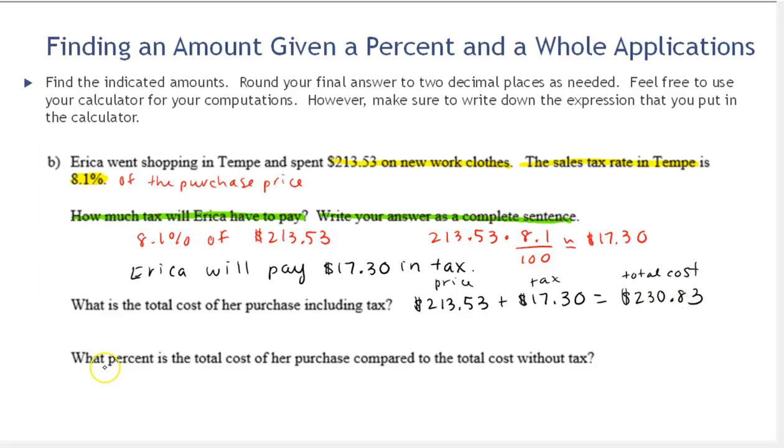And the last question asks us, what percent is the total cost? So highlight this. What percent is the total cost of our purchase compared to the total cost without tax? Okay, so we're asked to find a percent. And again, there's an easier and a harder way to do this, but doing both will help us connect the ideas. And notice the language is "to" language: the total cost of her purchase, which was $230.83, to the total cost without tax, which was $213.53, so that's our ratio.